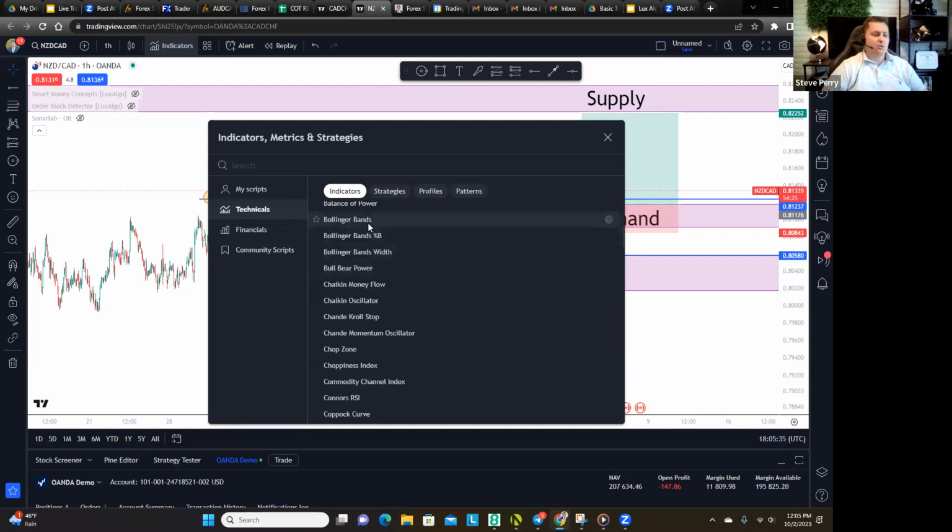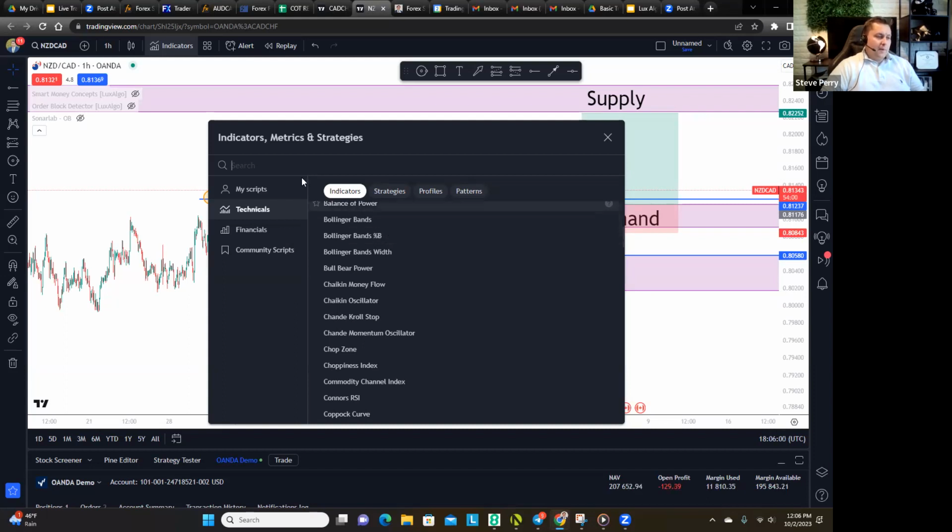John Bollinger created the Bollinger Bands in the 50s, 60s, I can't remember, 50s or 60s. They've been around forever. And even before computer screens, Bollinger Bands were a thing. And now, especially over the last couple of decades, we've been able to see Bollinger Bands manifest on an actual chart.